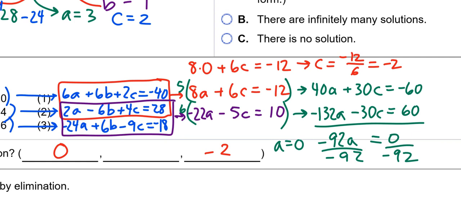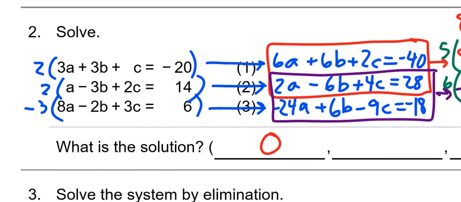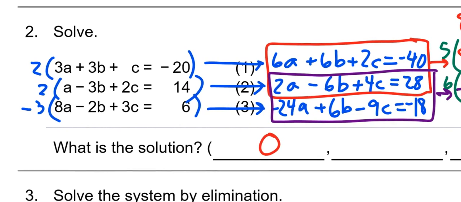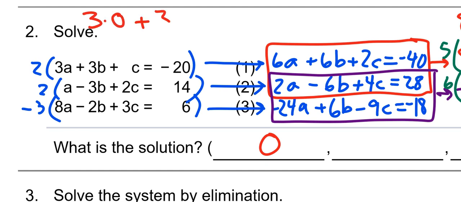Now that you have A and C, now, Mr. Doswell, what are we going to do with it? Go back to the beginning. Go back to some equation in the beginning. Since we have A and we have C, do you have a favorite one? You don't? Alright, the first one, 3 times 0 plus 3 times B plus C, which is negative 2, equals negative 20.